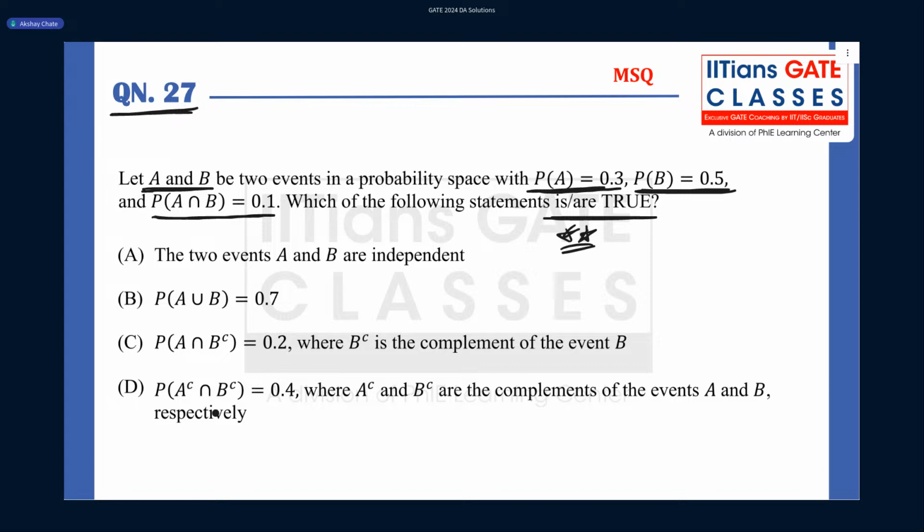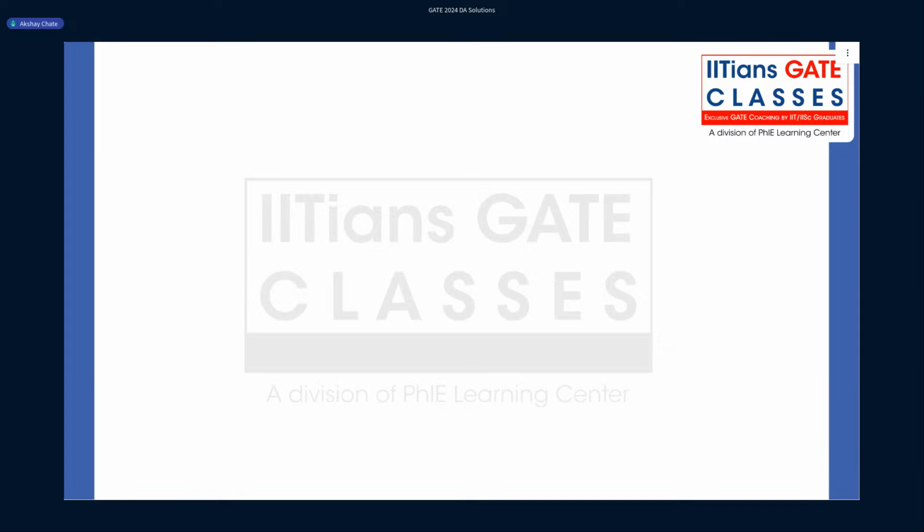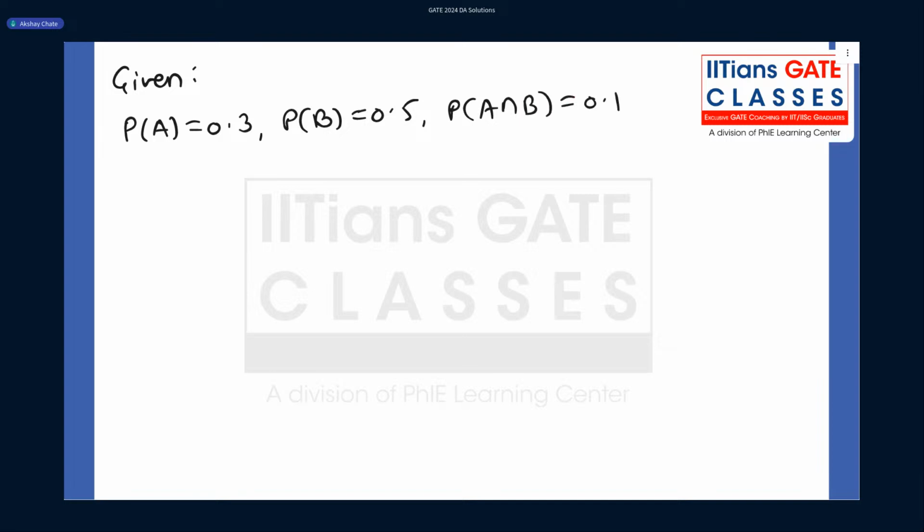So now the first option is we have to check the independence of A and B. So let's note down what is given to us. In this question, it is given that probability of A is 0.3. Probability of B is 0.5. And probability of A intersection B is 0.1. So option A says we have to check whether A and B are independent.